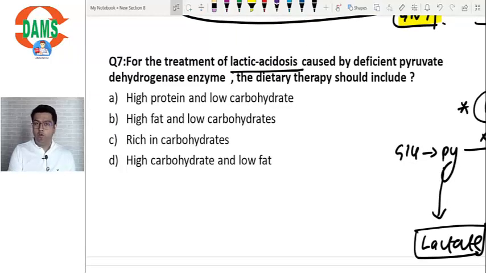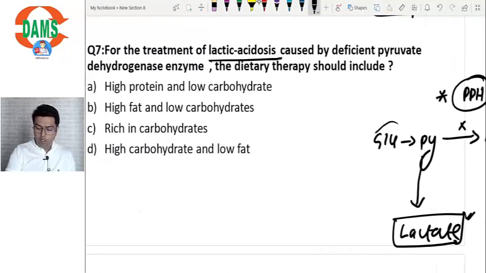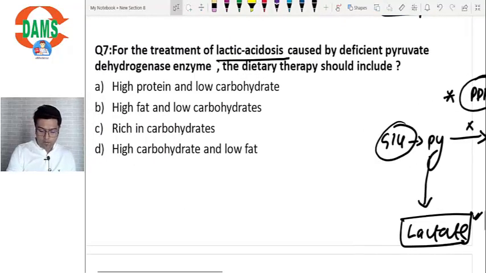What is the most common cause of congenital lactic acidosis? This is the answer, PDH deficiency. Understood guys? So how will I treat? Don't give glucose. So my option should contain low carbs. So my first two options contain the low carbs. But should I give high protein or high fat? See guys, both can be correct. High protein also correct, high fat also correct.